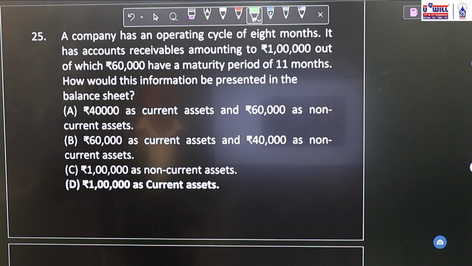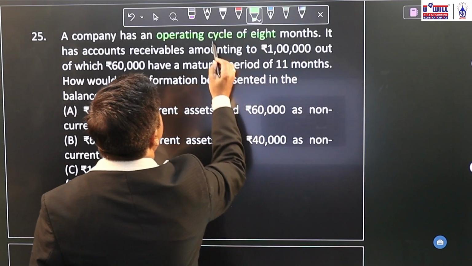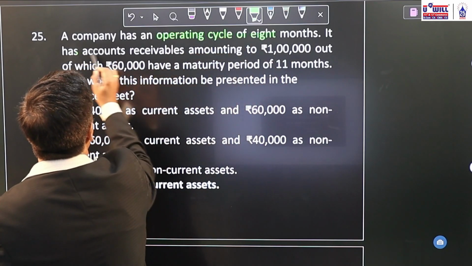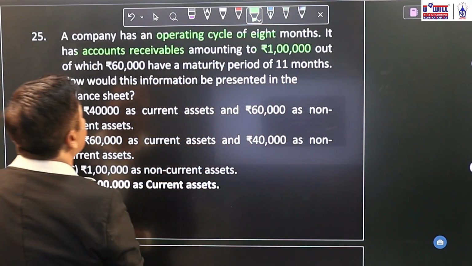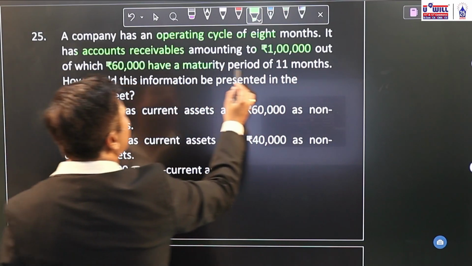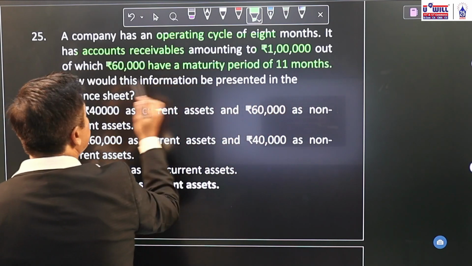Now, it has accounts receivable amounting to, accounts receivable means debtors and bills receivable, 1 lakh. Out of which 60,000 have a maturity period of 11 months. How would this information be presented in the balance sheet?